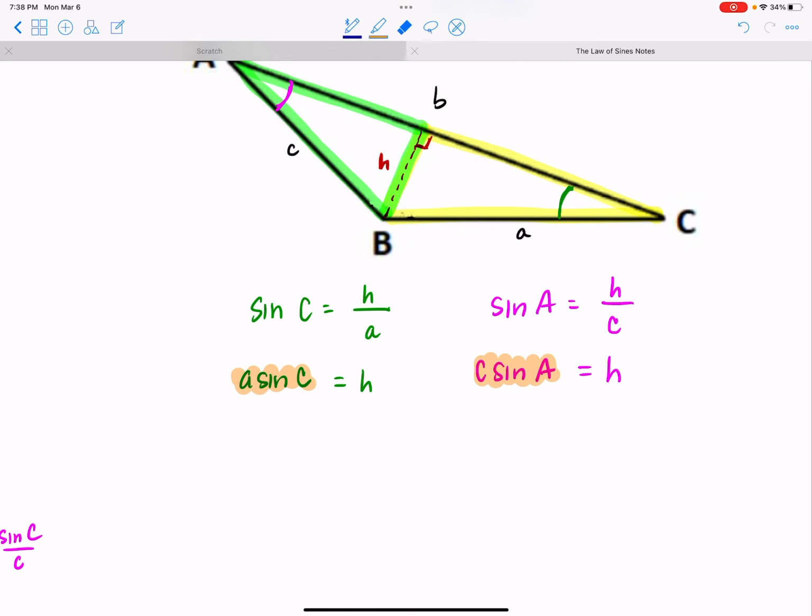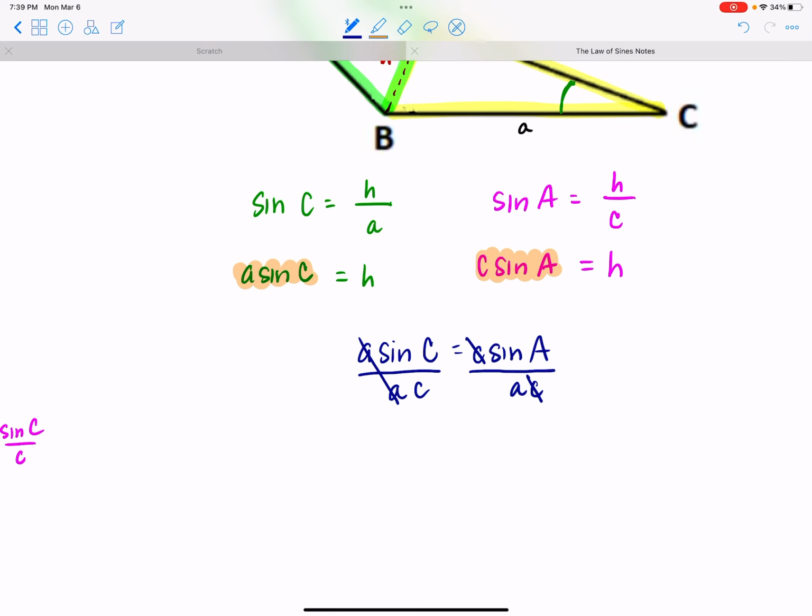So I could take this the next step and say A times the sine of C has to equal C times the sine of A. And again, if I took this side and divided by A, and this side and divided by A, these would cancel. And then if I divided this side by C and this side by C, then these would cancel, and I would be left with another part of my law of sines, a ratio of the sine of C over C equal to the sine of A over A.